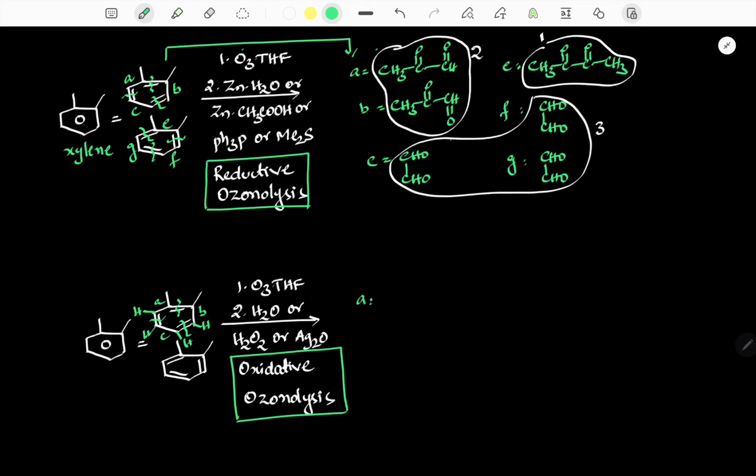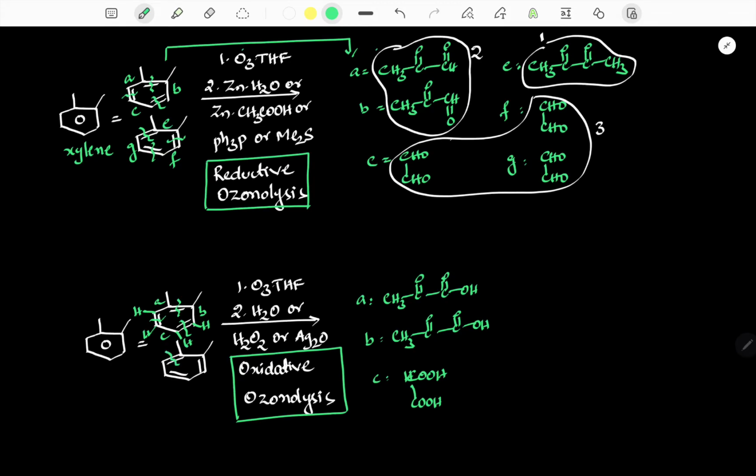So structure of A: CH3, C double bond O, COOH. Structure of B: CH3, C double bond O, COOH. Structure of C: COOH, COOH.